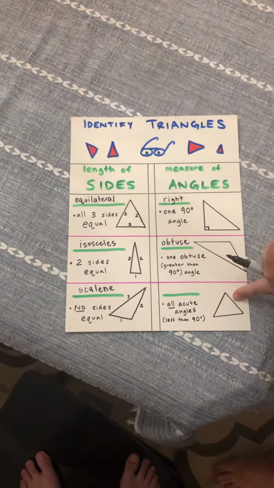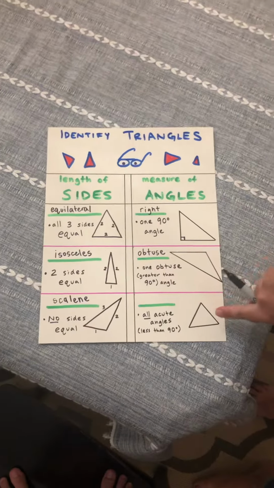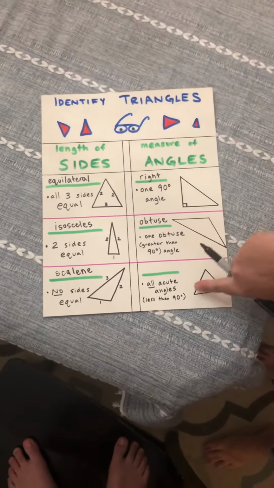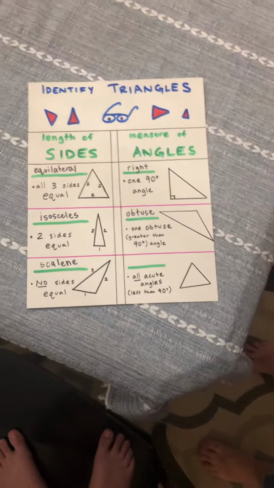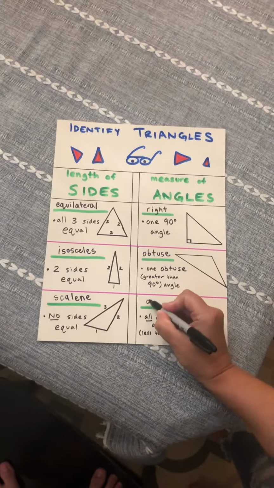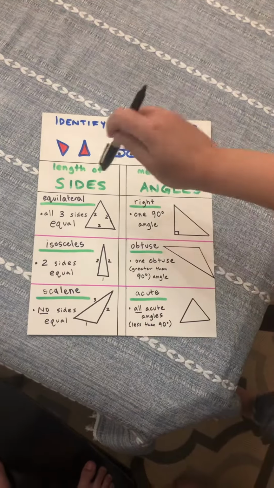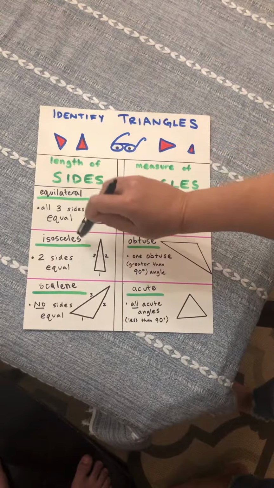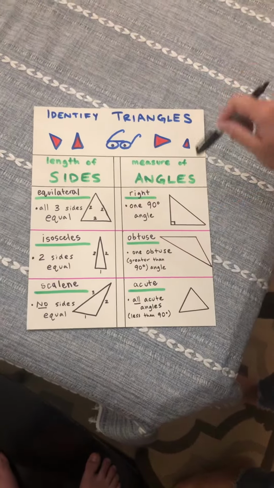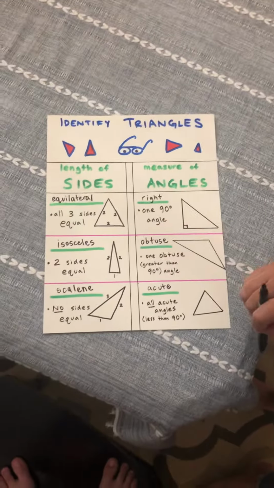How about this triangle? All three corners, all three angles are less than 90 degrees. If I put a piece of paper in the corner of all these, they'll all be less than 90. They're all acute angles, therefore, this is an acute triangle. So we have sides, we can do equilateral, isosceles, and scaling. If we do angles, we could have right, obtuse, and acute. Great.